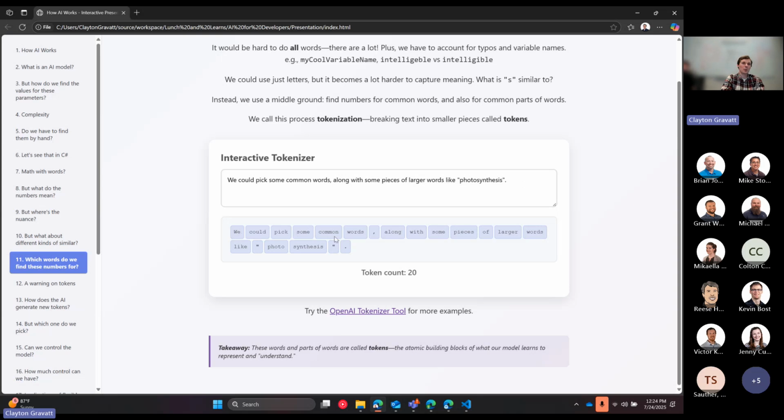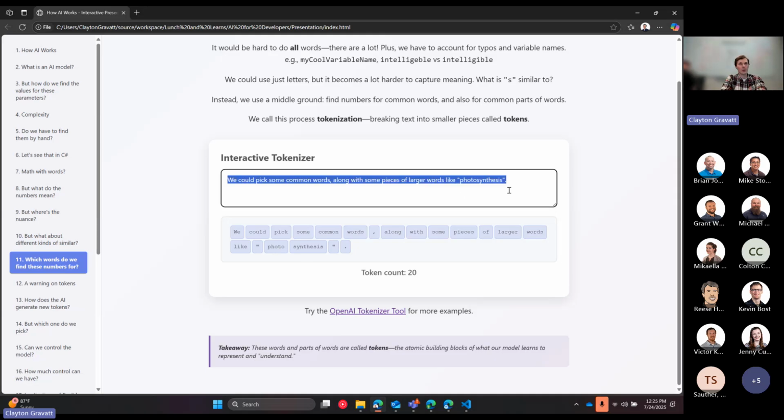So for a lot of these common words, maybe there's a one-to-one relationship between a word and a token. But for something like photosynthesis, maybe that gets broken into photo and synthesis as two separate tokens. Most of the time, hopefully, these building blocks very closely map to actual words, but we could also build more complex words out of them. My cool variable name, maybe that's something though.